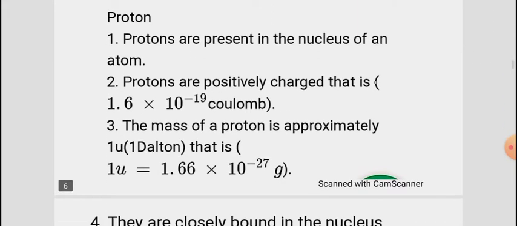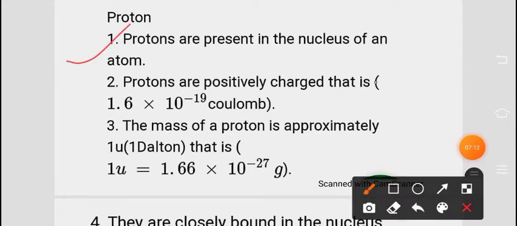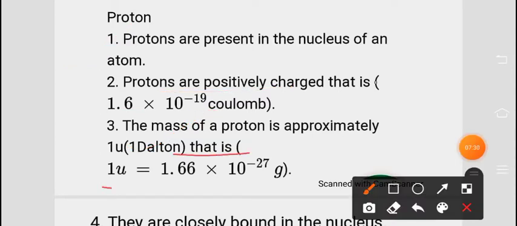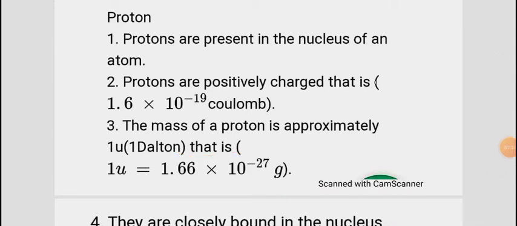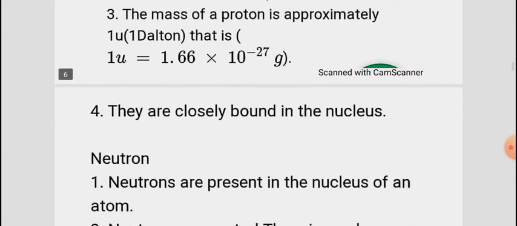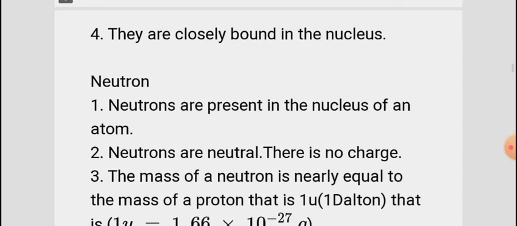Next is the proton. Protons are present in the nucleus of an atom. Protons are positively charged, and the charge is 1.6 × 10^-19 coulomb. The mass of a proton is approximately 1 unit, or we can say 1 Dalton. That is, 1 unit is equal to 1.66 × 10^-27 gram. They are closely bound to the nucleus.